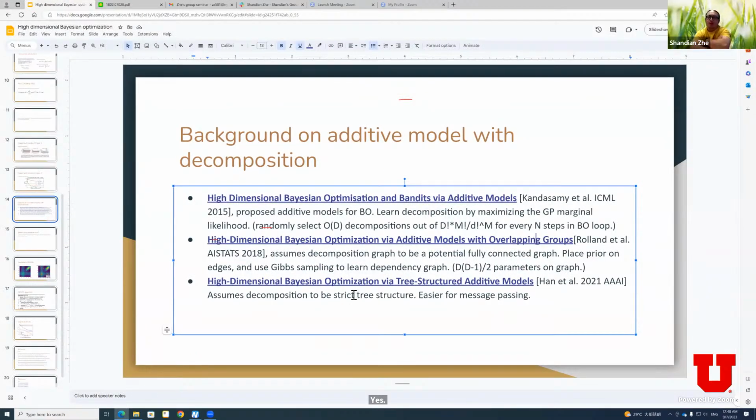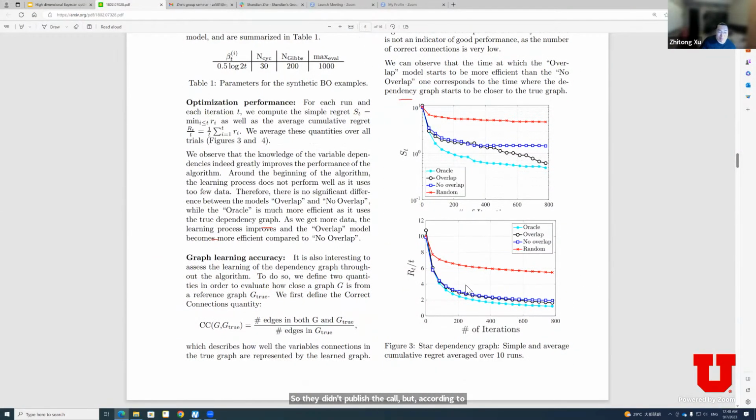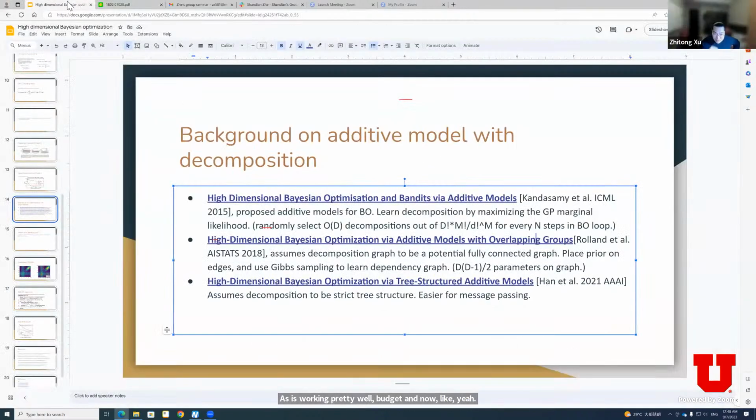Okay. Is this working? So they didn't publish the code, but according to the result, it's working pretty good, better than non-overlapping. So I discussed this with Shibu last time, and I think actually this second paper is better than the third paper.